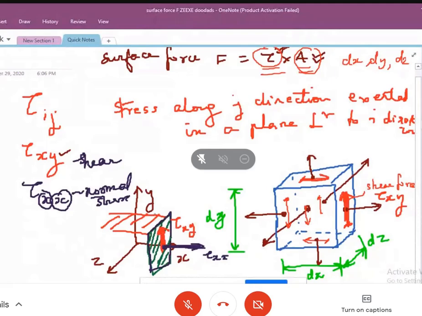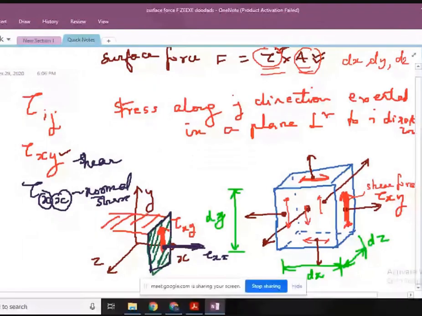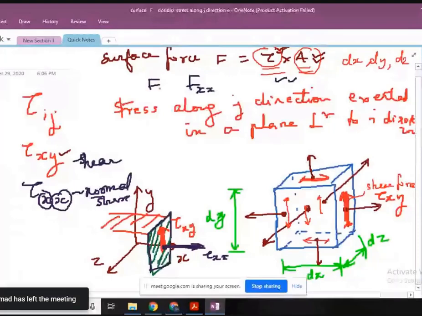So likewise, you can locate all the shear stresses, and once you can locate the shear stress, you can calculate accordingly the force which is acting in the x direction, the force acting in the y direction, or the force acting in the z direction. We can appropriately find them. So I'll wind up today's class.